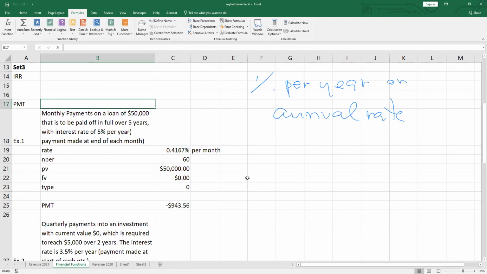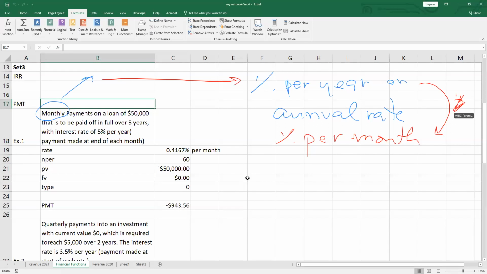For example, in example number one here, I said that the payment is monthly, so that means you pay monthly. Then you have to change the interest rate to be percent per month instead. And in order to change from percent per year to percent per month, you divide the percent by 12, so that it will be percent per month.